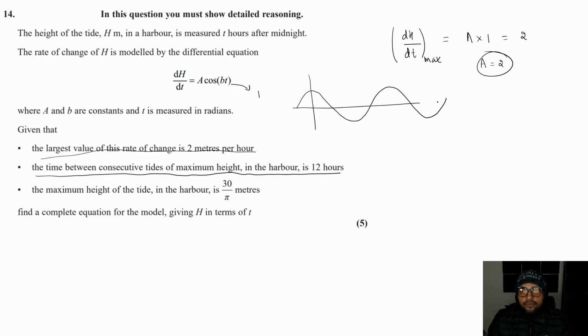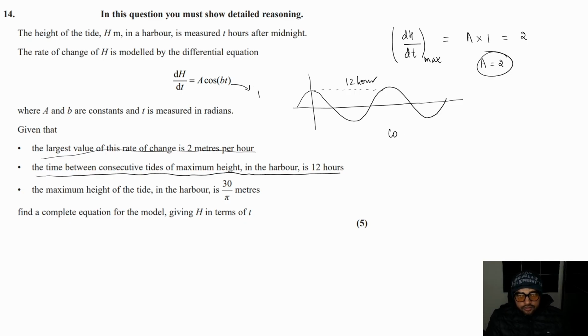Okay, this is how the cos component graph will be looking like. The distance between the two consecutive tides is 12 hours. So it is related to the time period, students.